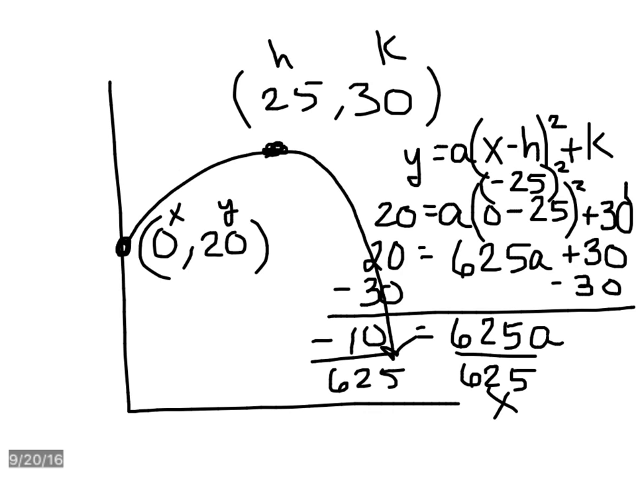And that reduces. What you don't want to do is automatically take the big number divided by the little number, because 625 divided by negative 10 is not near the answer. But what number goes into both 10 and 625? 5. So what does it reduce down to? Negative 2 over 125.